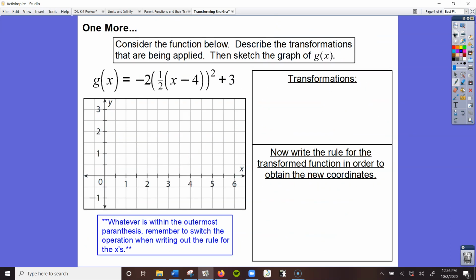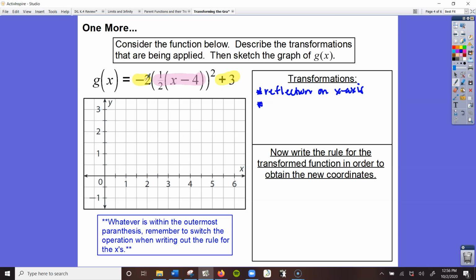Let's try one more example. So I'm going to go ahead and highlight everything that is on the inside and everything that is on the outside. So that way I can see exactly what is affecting the x's and what is affecting the y's. So we have this negative. The negative is on the outside, and that is a reflection along the x-axis.